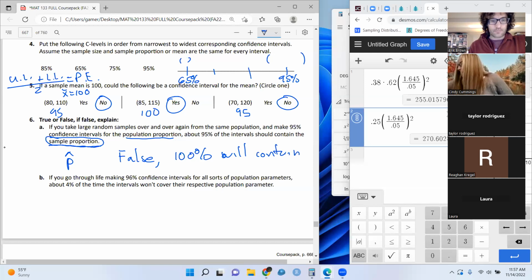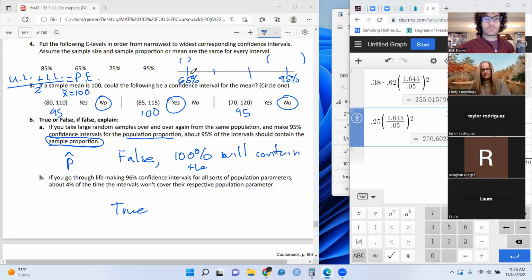Excellent. How about B? If you go through life making 96% confidence intervals for all sorts of population parameters, about 4% of the time, the intervals won't cover the respective population parameter. That's true. That's what we were just talking about. 96% will have the parameter, 4% will not. That's the theory that we know. That's what we did in chapter 8. I think Reagan's saying she said true for me. Okay. Yes, good.